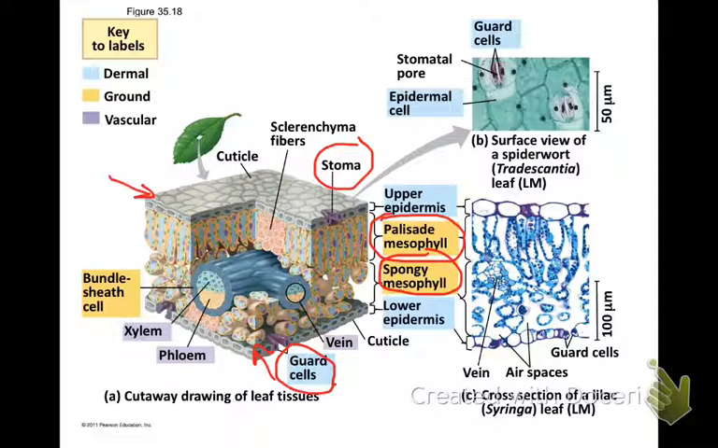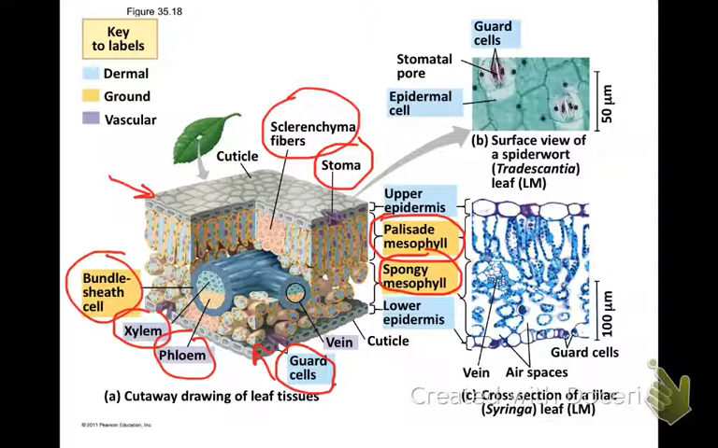And then in the leaf, you also have vascular bundles, which are surrounded by a bundle sheath, and you have bundles of xylem and phloem, and on either side, or associated with those vascular bundles, you have these fiber cells, just like in the stem, provide structural support for the leaf.